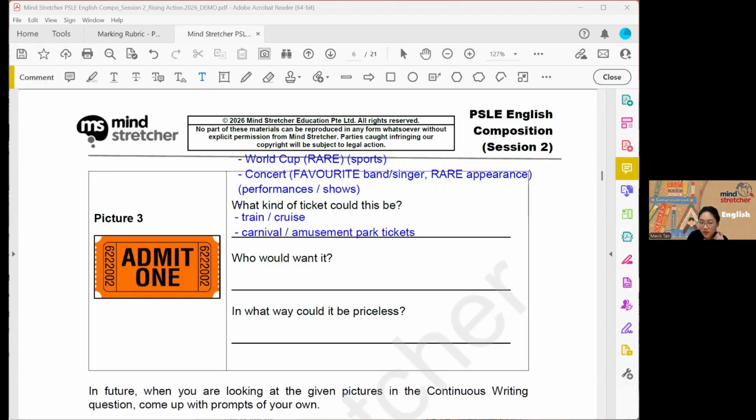But there are some questions for you to answer. Of course, it's our main character because the story revolves around this person. What and why does he or she desire? So if I say, why is it priceless? Because I really, really want this.